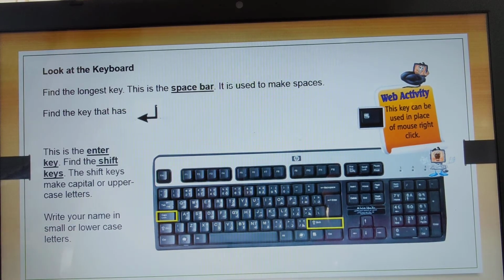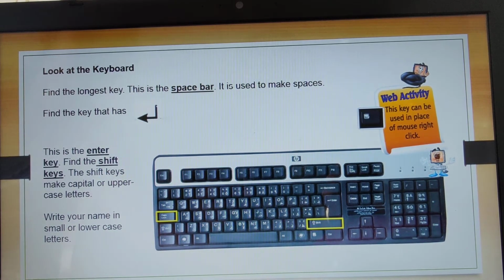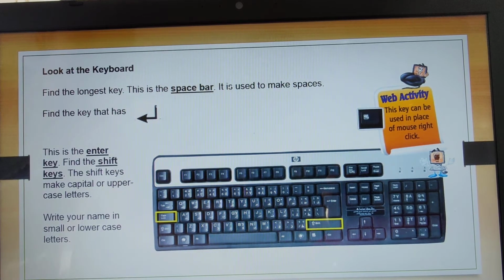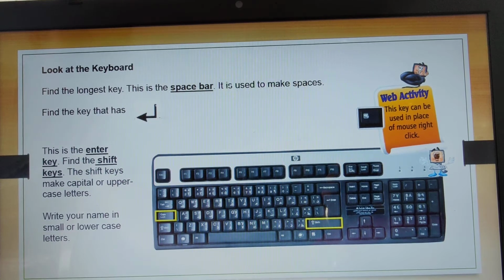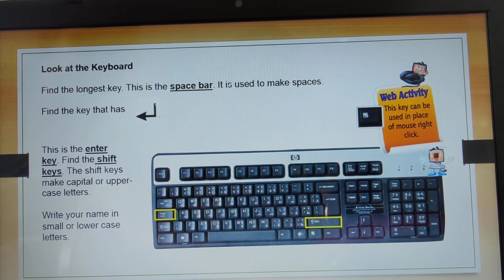Look at the keyboard. Find the longest key. Okay, can you see the longest key which is down below? Okay, that is the longest key. Now what is this? This is the space bar. It is used to make spaces. Alright, find the space bar, children. Can you see?